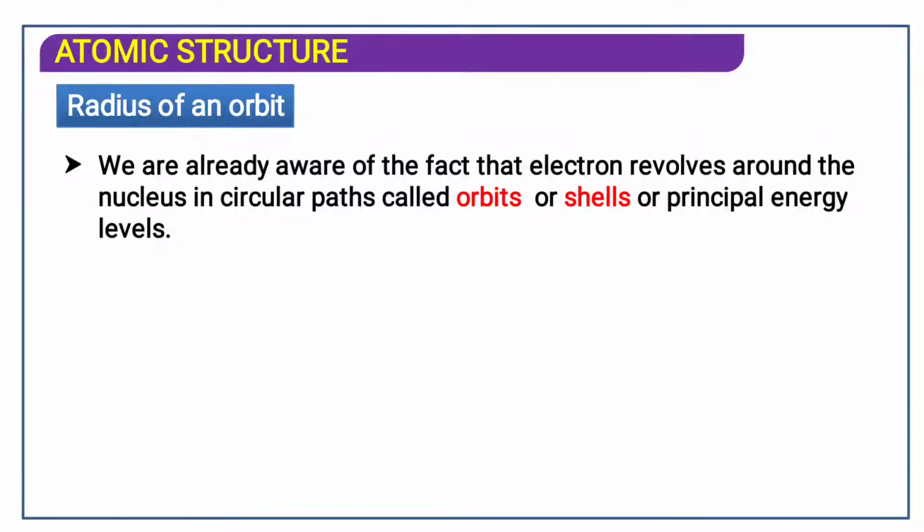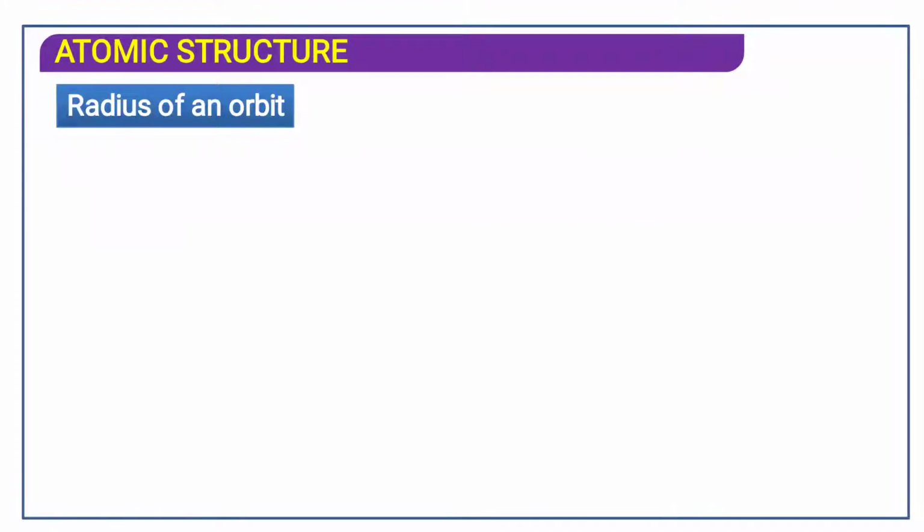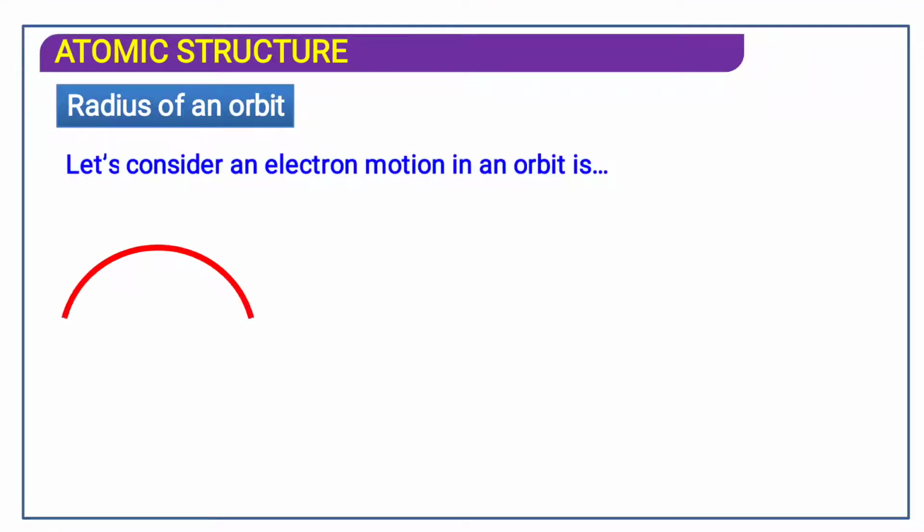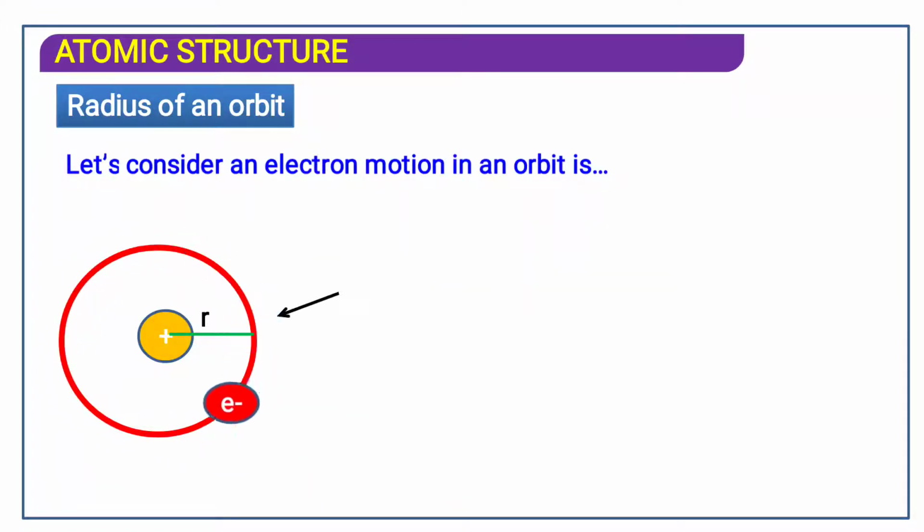Now we are already aware of the fact that the electron revolves around a nucleus in a circular path called an orbit, or a shell, or a principal energy level, or the stationary level. Now you can consider that an electron moves around the nucleus, and the distance between the nucleus, that is the proton, where the proton is situated, till the orbit where the electron revolves, is said to be the radius of the atom. See how the electron revolves around the nucleus, a moving electron.